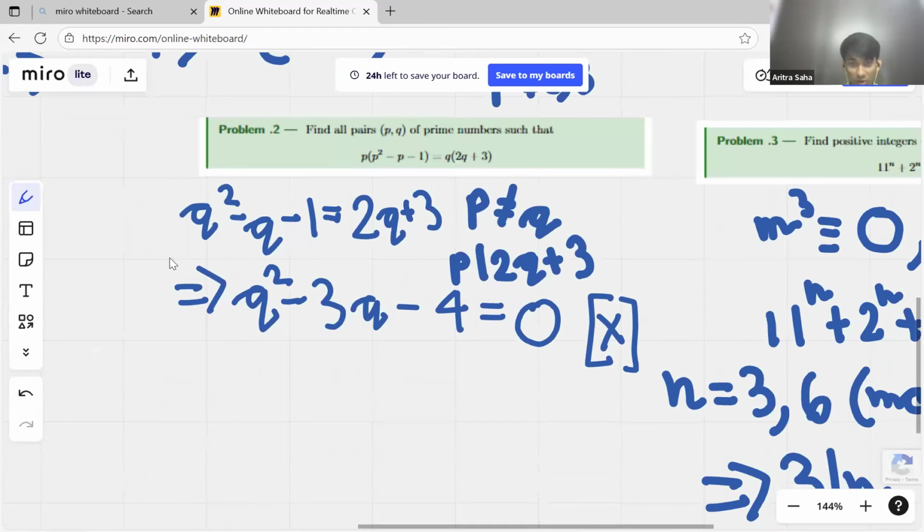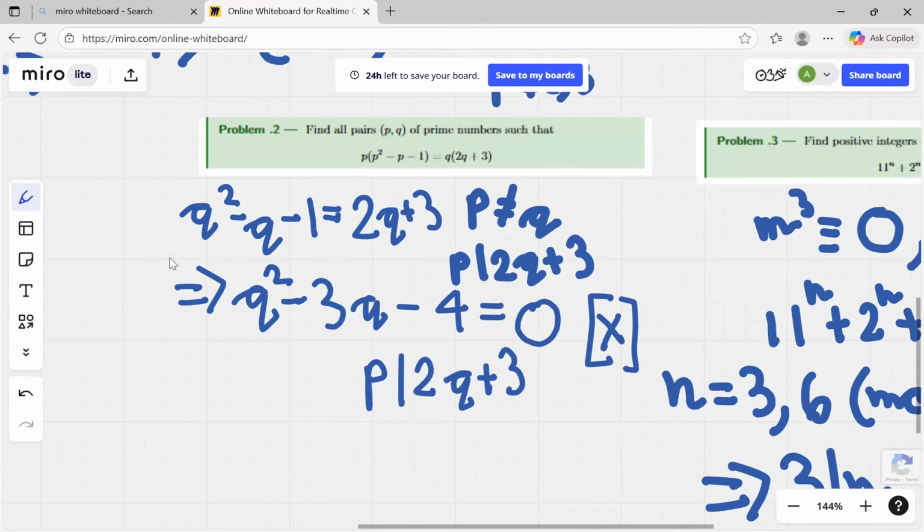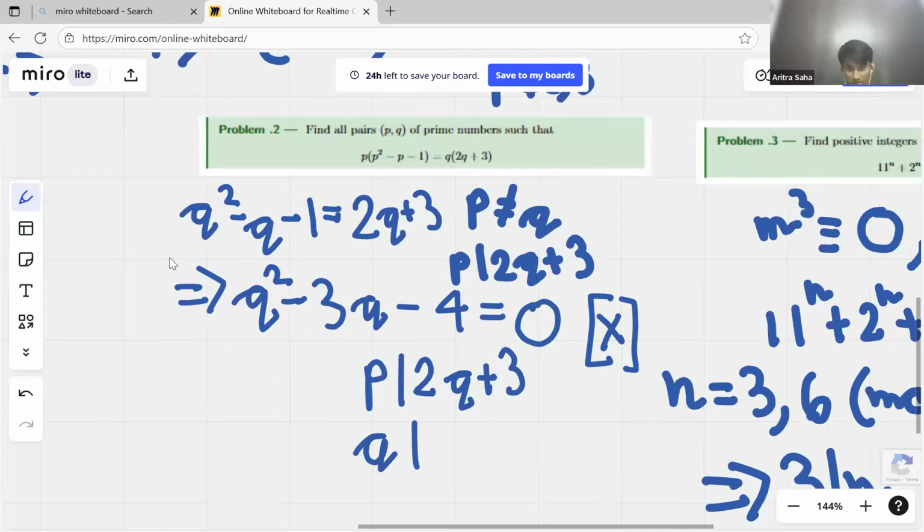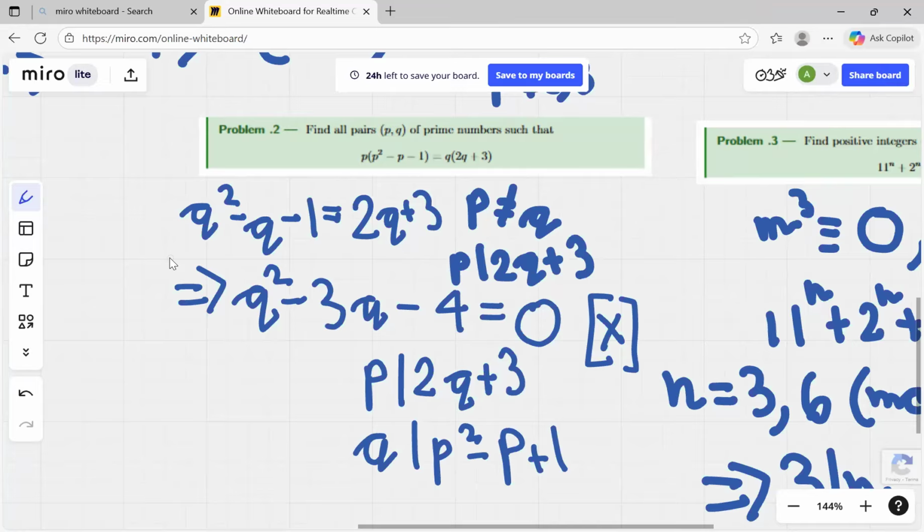So you know now that p divides 2q plus 3. So what do you do with this info now? We have sort of a bound on p, and then q also divides p squared minus p minus 1. Okay, let's also write it down. q also divides p squared minus p minus 1.